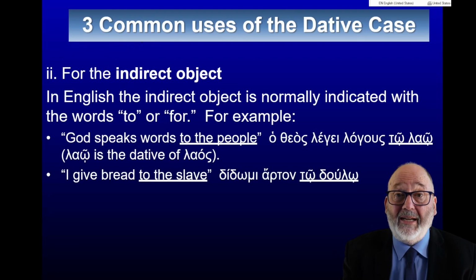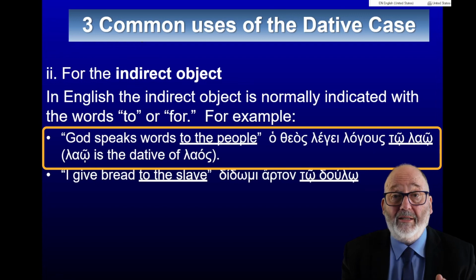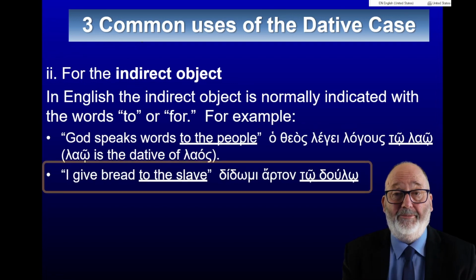The second use of the dative case is to express indirect objects. Now, our custom is to talk about what a grammatical feature is in English, and then say, does this help us understand the Greek grammatical feature? Well, with indirect objects, they are relatively close. Take the sentence, God speaks words to the people. God, subject, speaks, verb, words, direct object, to the people, indirect object.